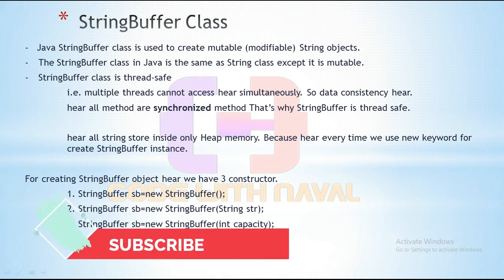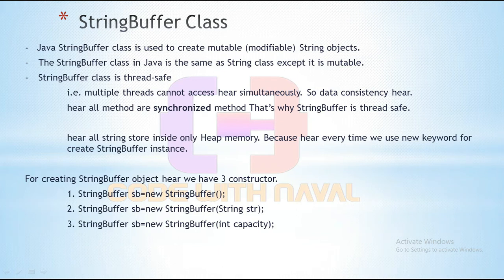In the last video we saw the String class. There we saw the String class is immutable. That's why we can't modify a String class object. But here the StringBuffer class is mutable. That's why here we can modify the object. Let's remember, String class is immutable. Immutable means we can't modify, and StringBuffer is mutable. Mutable means we can modify. The StringBuffer class in Java is the same as the String class except it is mutable.